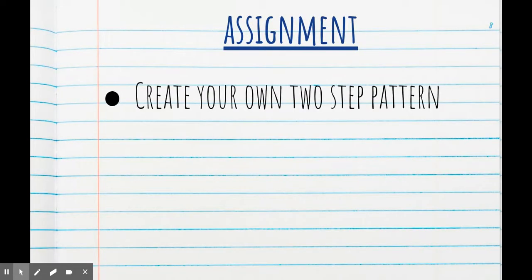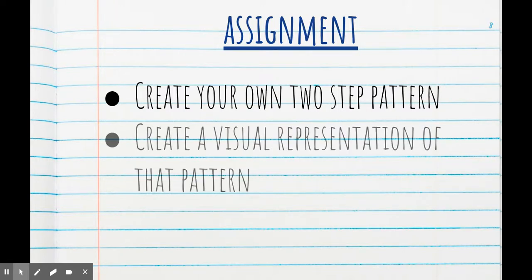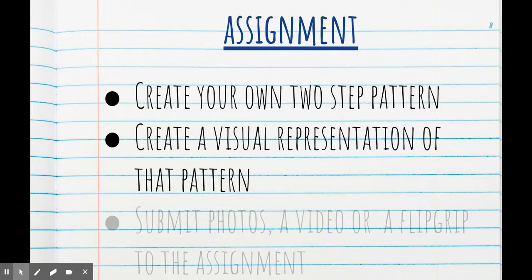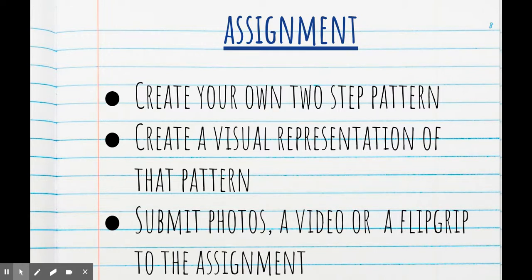For today's assignment, you're going to create your own 2-step pattern. So you're going to choose between addition and subtraction, multiplication and division, and create your 2 steps. And you're going to create a visual representation like I did with the pennies of that pattern that you created. You're then going to submit either photos, a video, or a flip grid to the assignment for today.